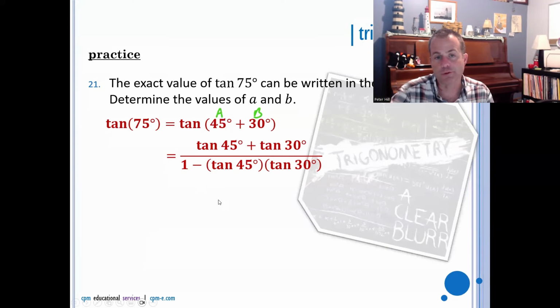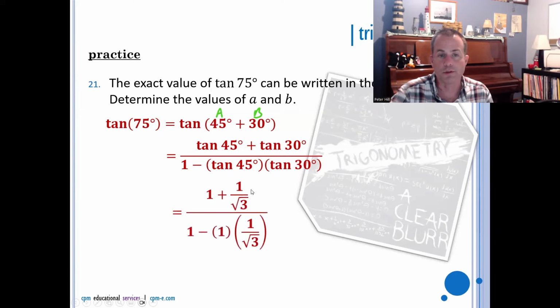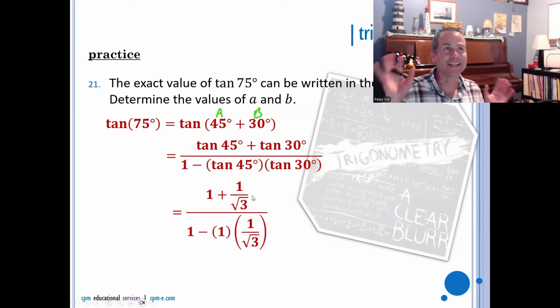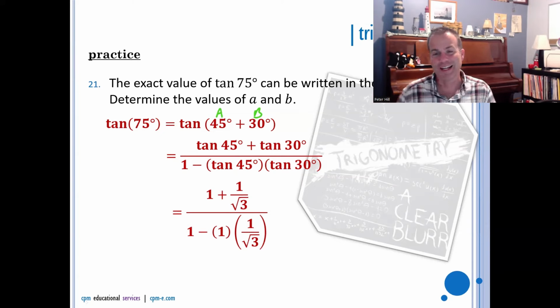Okay, tan of 45 is root 2 over 2, and tan of 30 is 1 over, sorry, did I just say tan of 45 is root 2 over 2? My bad, sine of 45 is root 2 over 2. I should pay more attention. Tan of 45 is 1, and tan of 30 is 1 over root 3. Now, whether you say 1 over root 3 here, or you say root 3 over 3, totally fine either way.